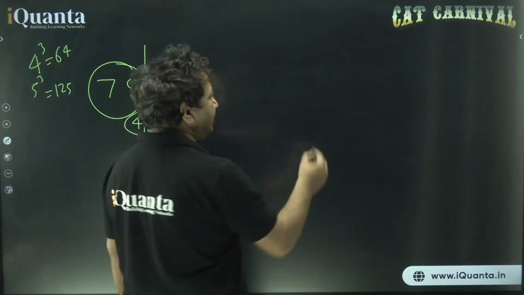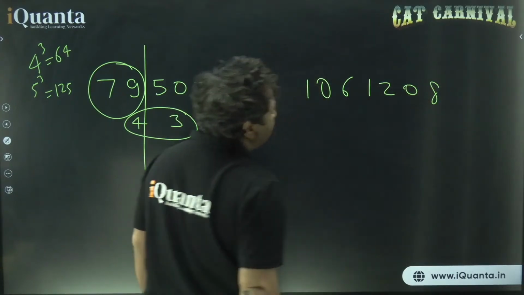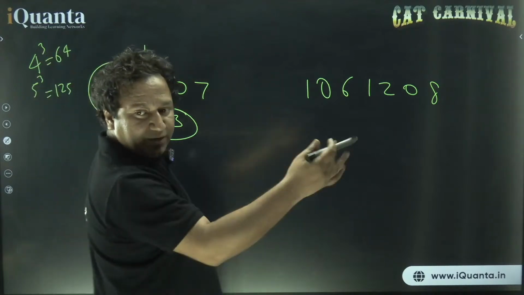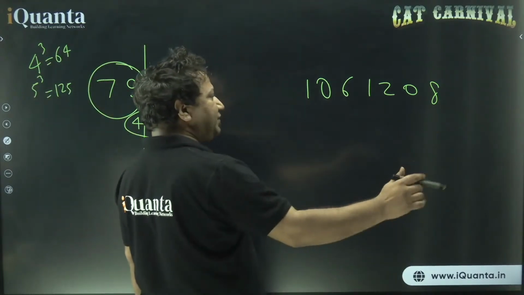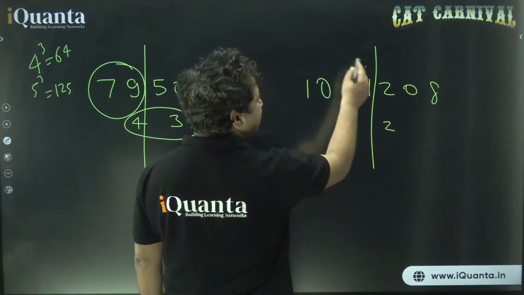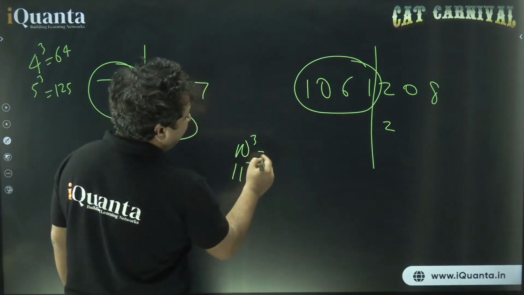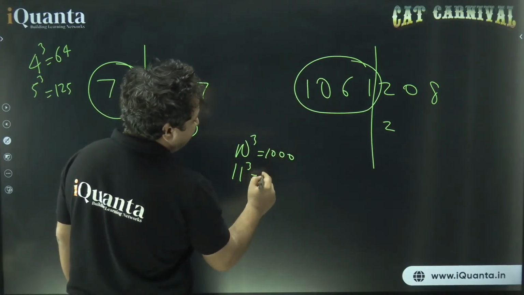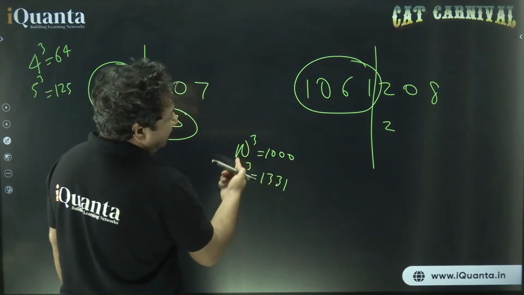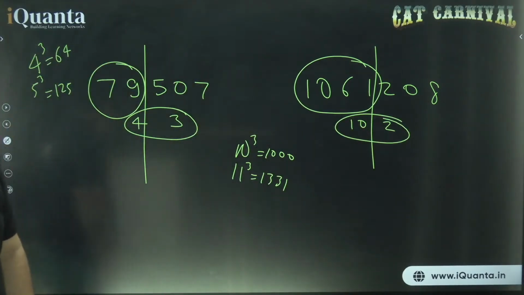Let's pick one more number, 1061208. Wow. It has got 7 digits. Let's count from the right hand side. We will always count 3. 1, 2, 3, put a line. This ends at 8. Cube root must end at 2. 1061 lies between 10 cube and 11 cube. 10 cube is 1000, 11 cube is 1331. Smaller one is 10. Let's put 10 over here. Answer is 102. That's it.